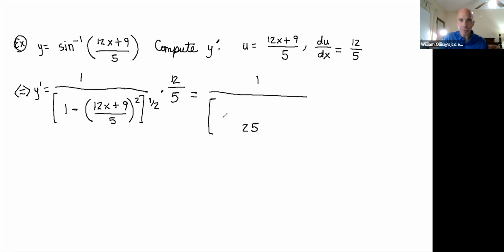I'm writing kind of large here. And this will be, of course, 25. We won't worry about expanding that binomial. That's not really going to help us out much. If you want to, you can, but I don't think it's necessary. It's not going to move the problem forward. So we'll have 12x plus 9 quantity squared, one half, and then times 12 over 15. Excuse me, 12 over 5. We don't need 15, Professor Ron.